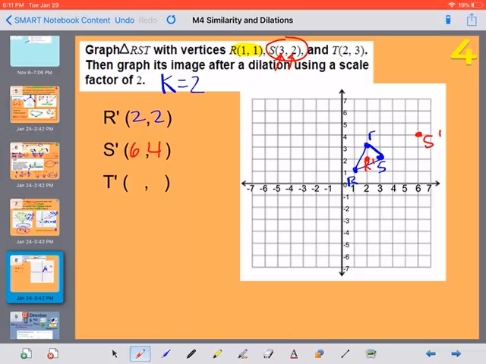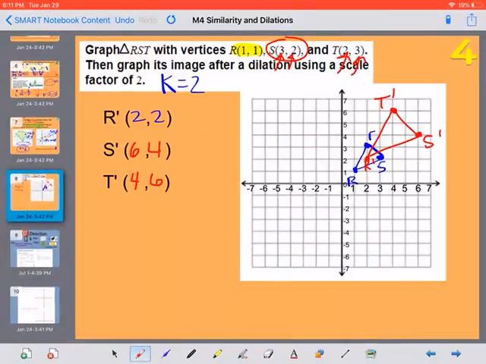And then T, we have 2 and 3, so 2 times 2 is 4. And 3 times 2 is 6. We have 4, 6. 4 up 6, that's our new T point, T prime. So there is our new triangle. It's dilated by a scale factor of 2. We multiplied all the points by 2.